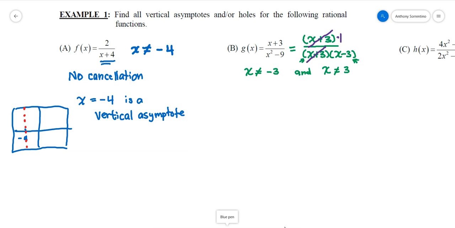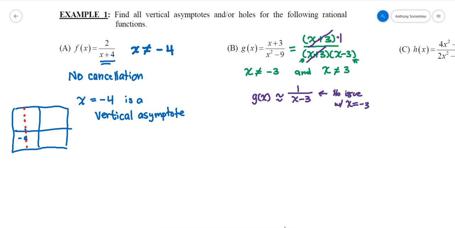That cancellation means that g of x is approximately equal to 1 over x minus 3. And if you would graph x plus 3 over x squared minus 9 and 1 over x minus 3, you would see on a calculator or a computer exactly the same thing. The reason there is a difference between them is that this function here has no issue with x equaling negative 3.